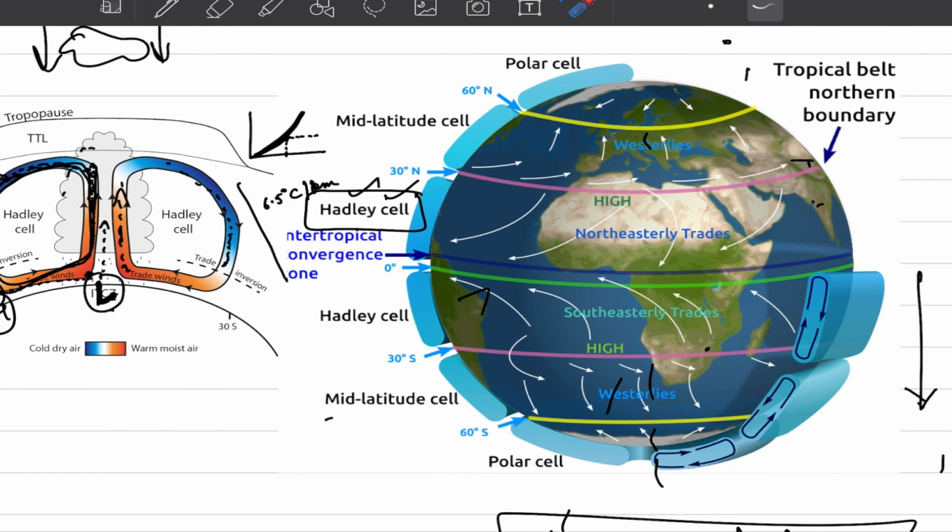And we call the diversion in the direction of air as it moves from the equator to other tropical belts, or even towards the pole, the Coriolis effect, which gives the typical trajectory or curvature to the winds flowing.